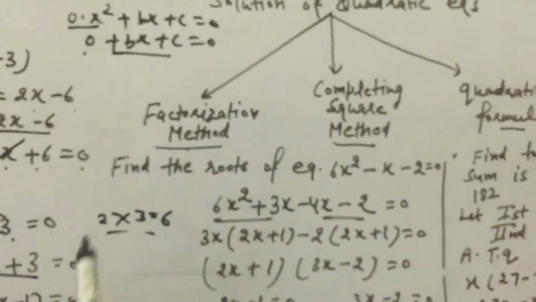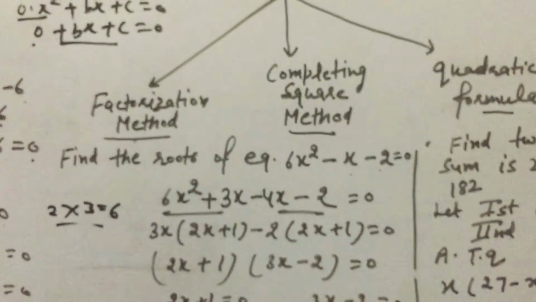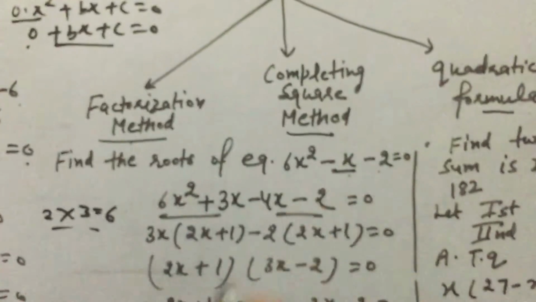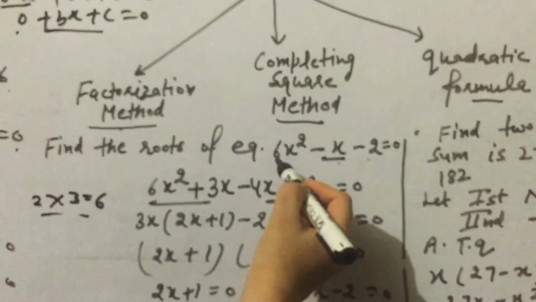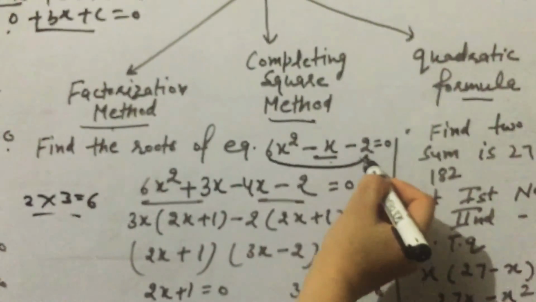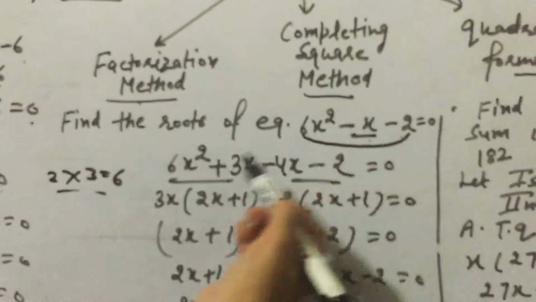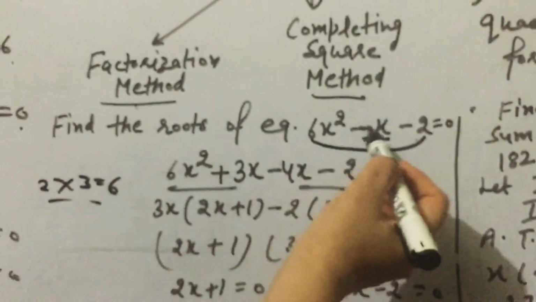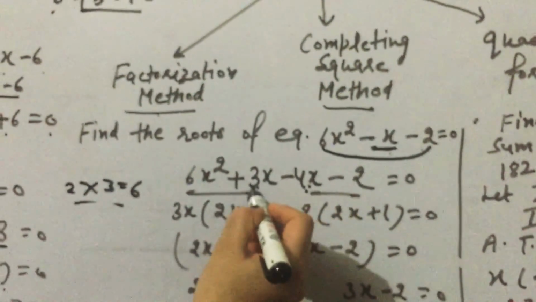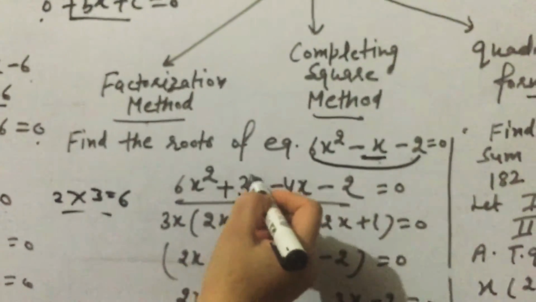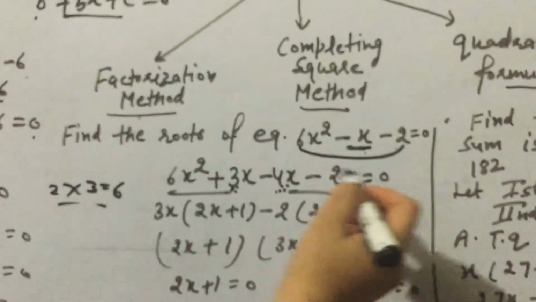One more example, find the roots of the equation 6x square minus x minus 2. Now we have to split the middle term. We have to find two numbers such that their product is 6 twos are 12, and their difference is 1. So in 6x square, I am going to split the middle term as 3x minus 4x. 3 minus 4 gives minus 1, and if we multiply these two terms, 3 fours are 12. Minus 2 will be as it is, equal to 0.